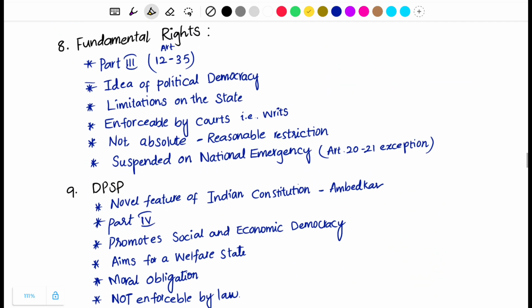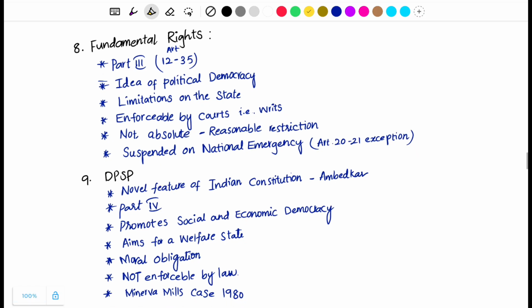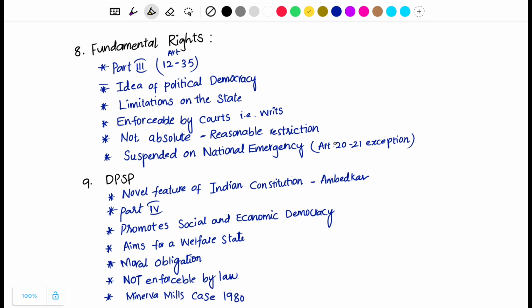The aspirants' favorite topic, fundamental rights. The fundamental rights, we all know, are adopted from the Constitution of the United States of America. They are enshrined in Part 3 and are mentioned from Article 12 to Article 35 in the Indian Constitution. The fundamental rights envisage the idea of political democracy in the country. They aid in the functioning of political democracy in this country.